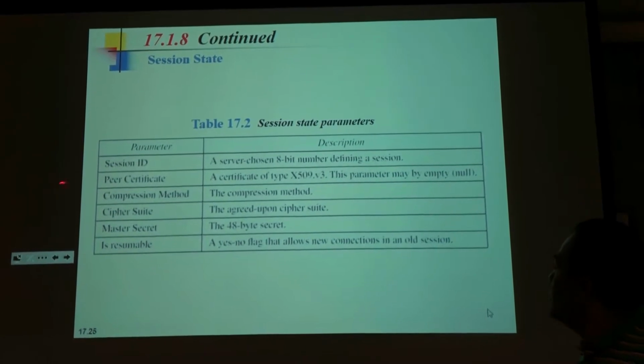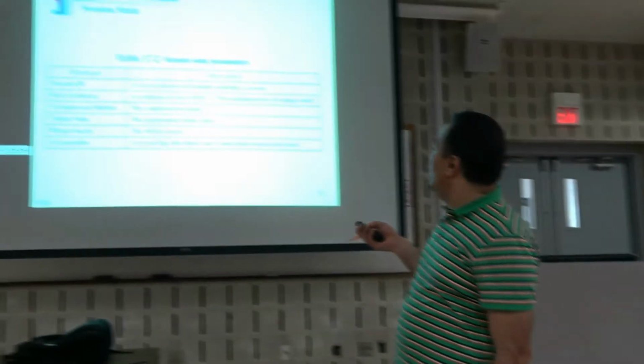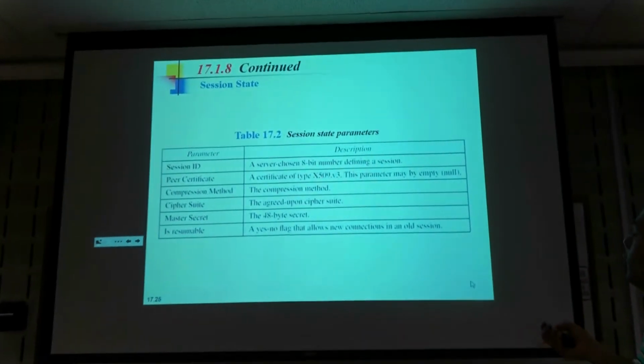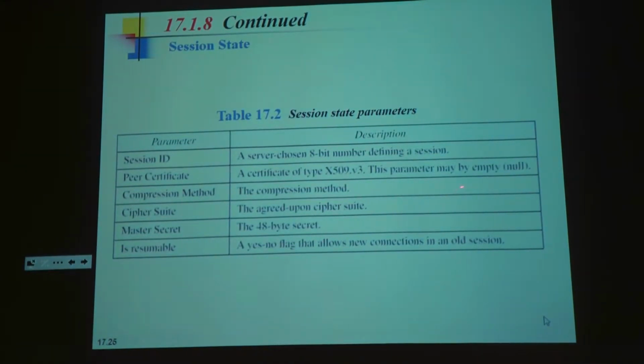So let's take one, the session ID. It's a server-chosen 8-bit number that defines a session. A server could have multiple sessions with multiple clients, so for each session you have a kind of serial or ID number. Peer certificate: a certificate of type X509 version 3. We studied that last time, right? Certificates. This parameter may be empty or full. Compression method: what kind of compression? Is there a compression or is there no compression method, etc.